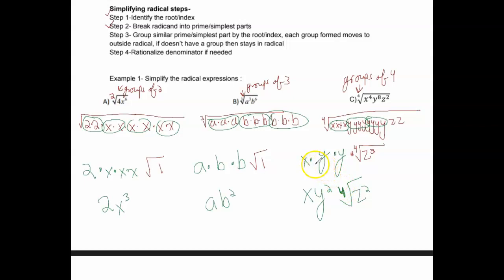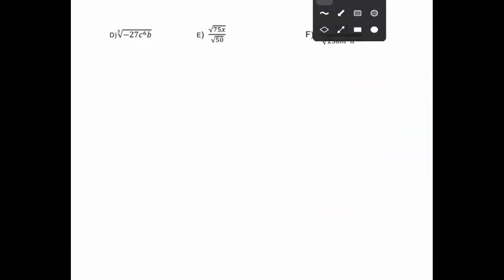Okay, so these are simpler ones that helped us see what we're grouping by and how the index tells us what we're grouping by. So this is truly what a square root is. So these get a little bit more complicated.